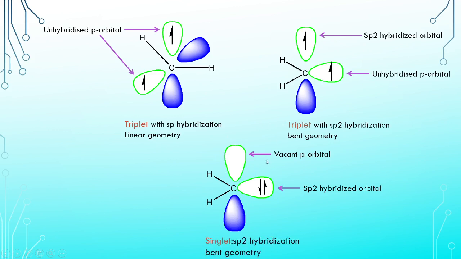This is the singlet carbene and these two are the triplet carbenes. This triplet with the sp hybridization has linear geometry, which is less stable, and this triplet with the sp2 hybridization has a bent geometry, which is more stable than this one. And this is the singlet carbene in which the electrons are paired and present in the sp2 hybridized orbital, and this is the vacant p orbital. The hybridization is sp2 with the bent geometry. So these are the structures for the carbenes.